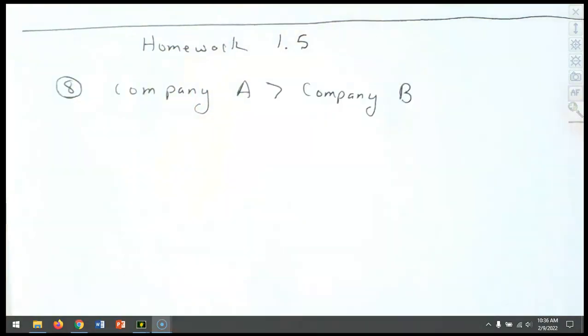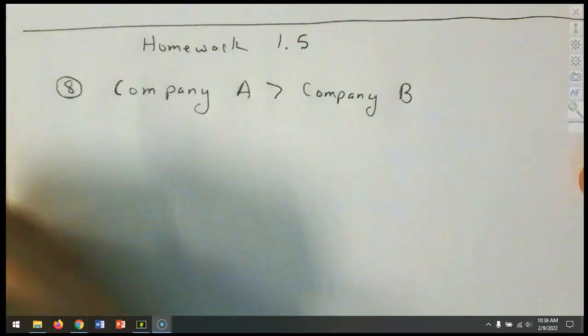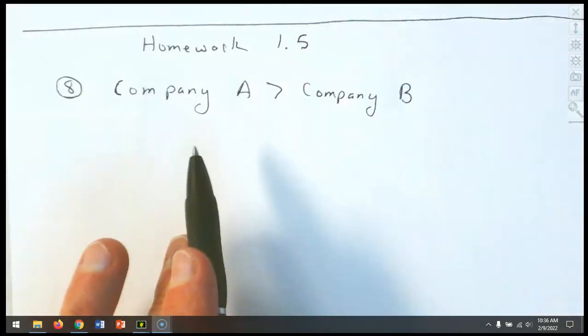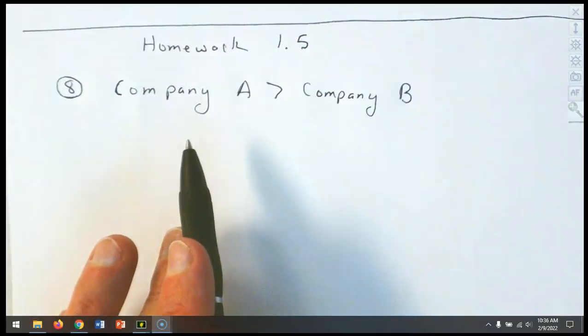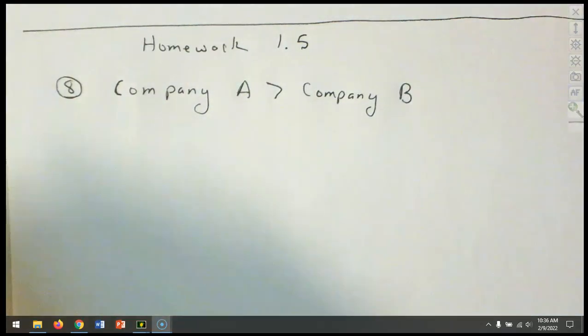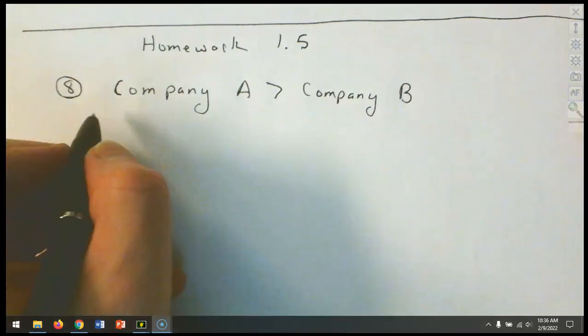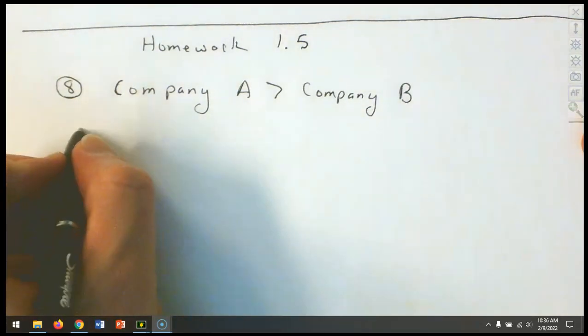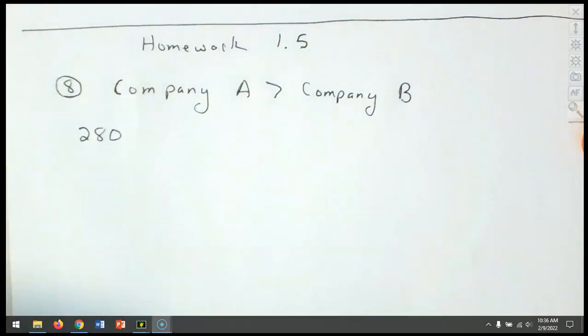We want it to make more money, so it's going to be larger. Right? That's what we want. We want Company A to have the better offer than company B. So larger makes more money. Now, what do we know about company A? Well, company A, you get paid no matter what a flat rate of 280. So you get paid 280.